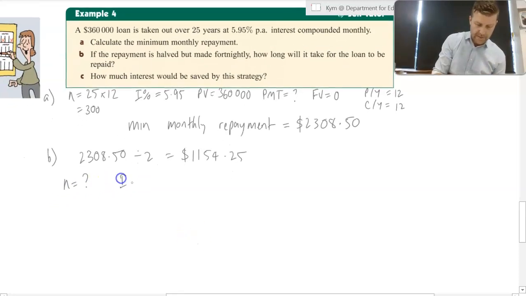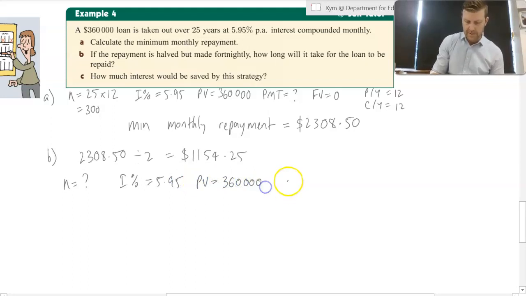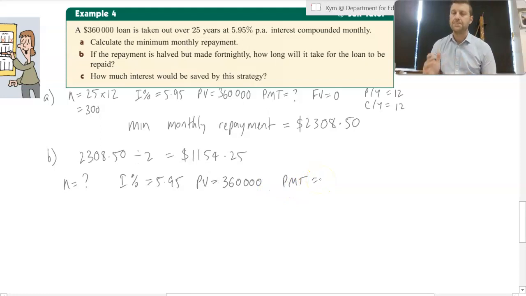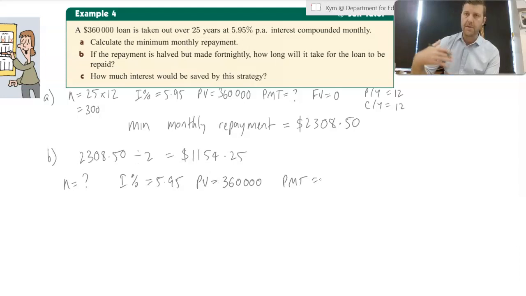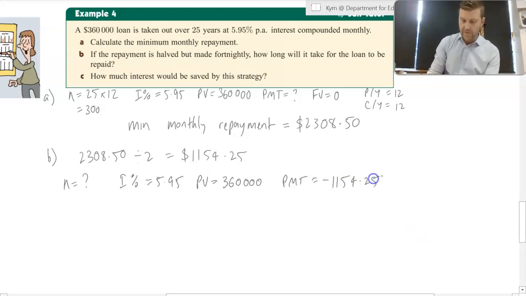The interest rate remains the same at 5.95%. The present value, the principal, the amount you borrow remains the same at $360,000. PMT is now, and this is a really important part of this video, guys. When you're putting this into your graphics calculator, this needs to be a negative value, okay, because it's an amount you are paying. So minus $1,154.25. If it's not a negative value, you get the wrong answer. You still want the future value to be 0 because you're going to want to pay it completely off.